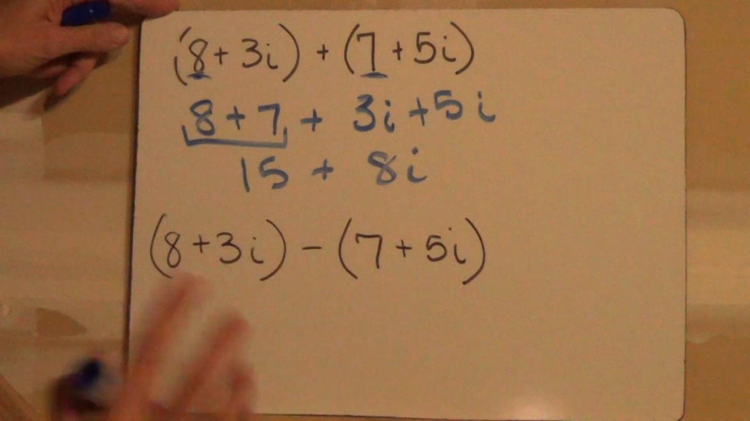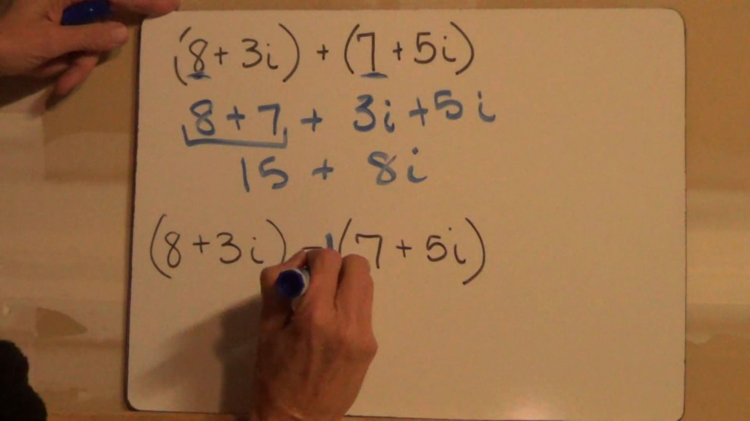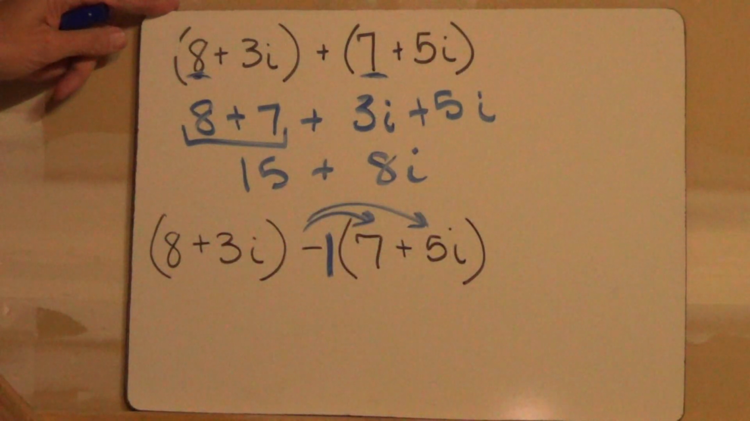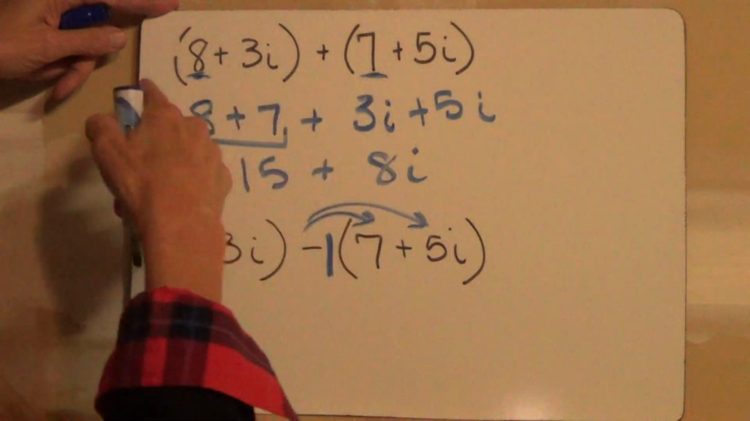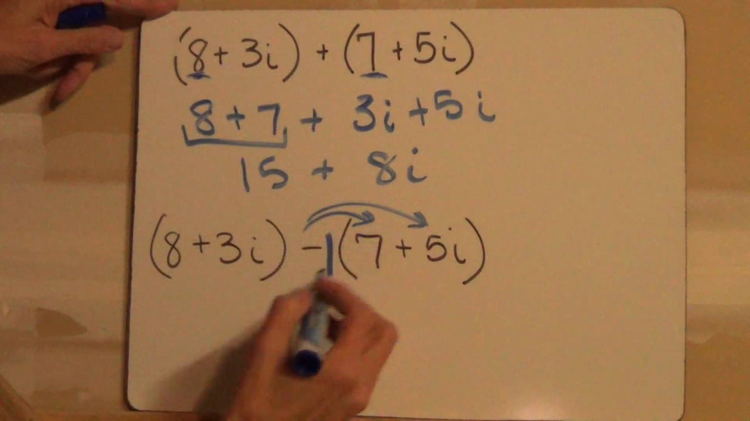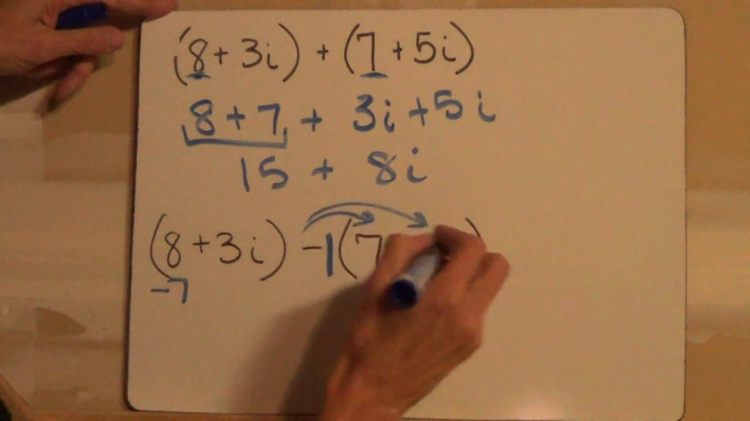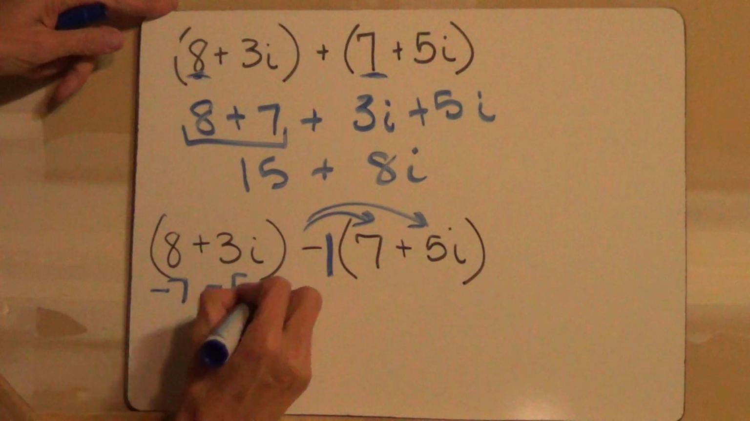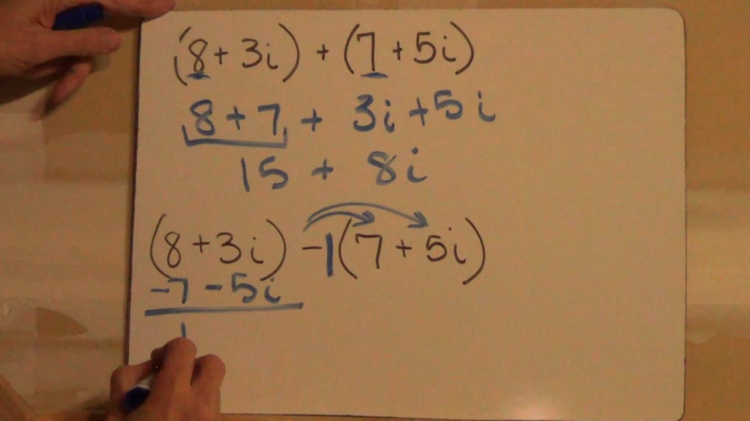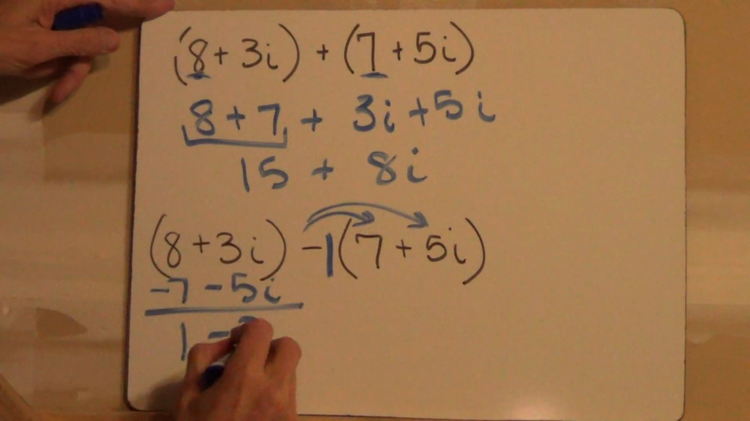On this one, make sure that you realize you are subtracting each one of these. I usually tell kids, just distribute that negative before you even get going there. And oftentimes up here, I'll write them vertically. Here I definitely like to write them vertically. So as I distribute, I go negative 1 times 7 is negative 7. Negative 1 times 5i is negative 5i. 8 minus 7 is 1. Positive 3i, negative 5i, negative 2i.